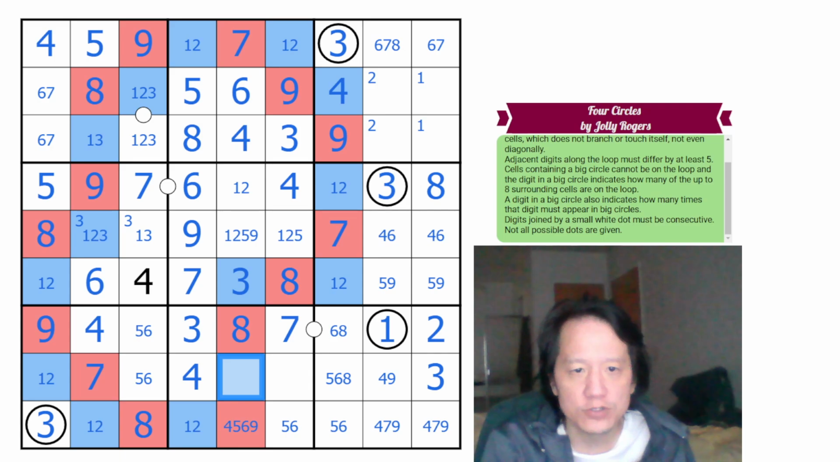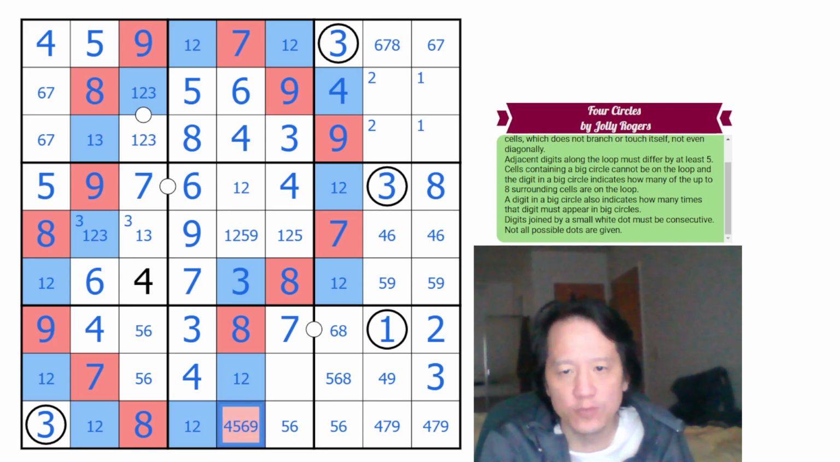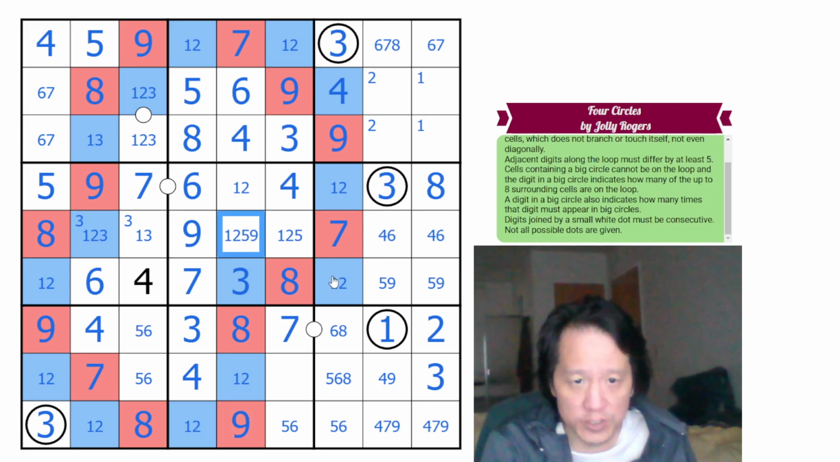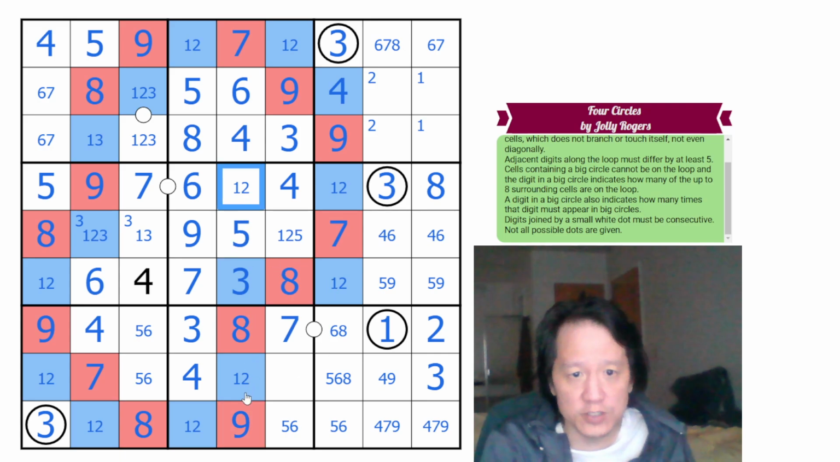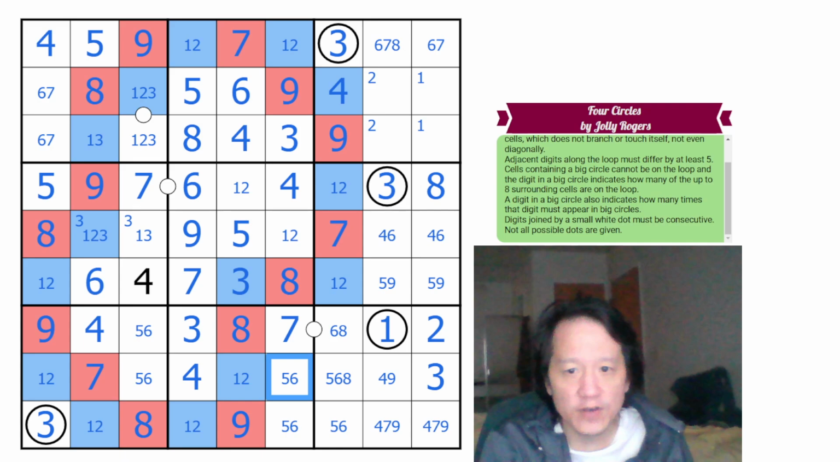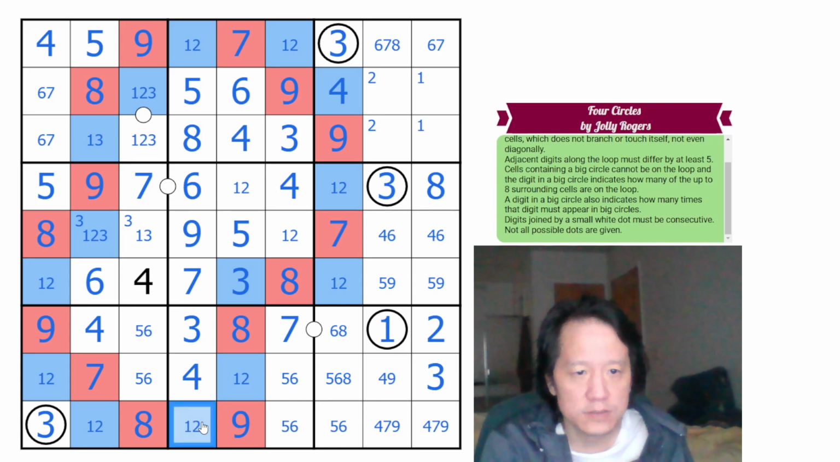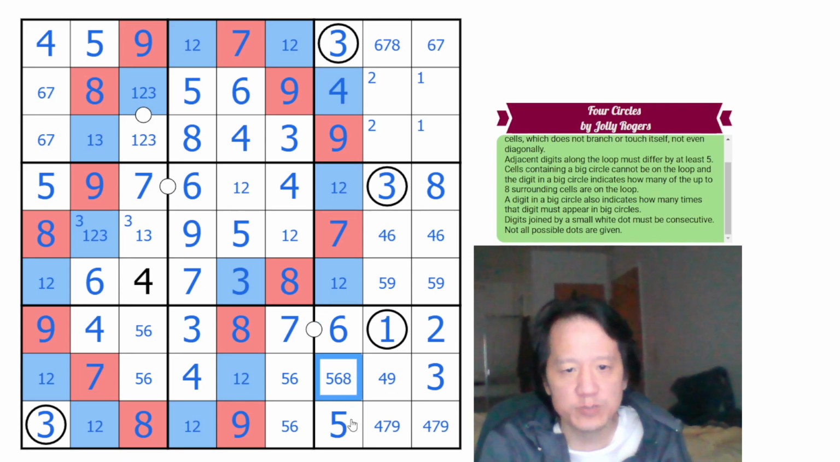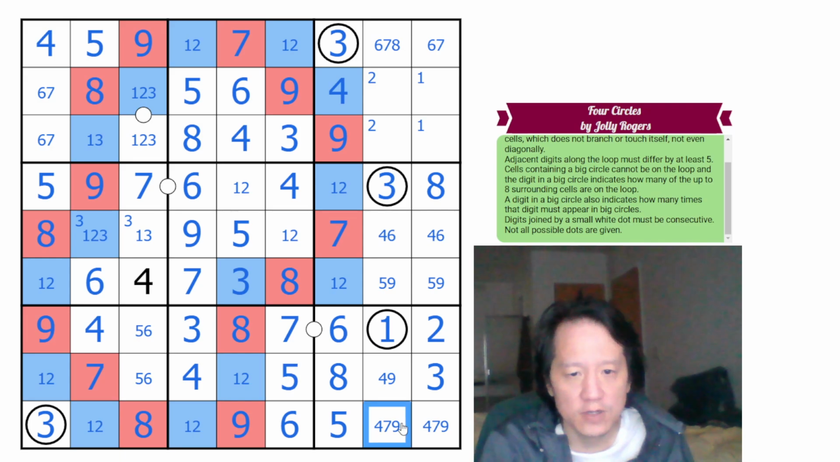Therefore, this is 1 or 2. This cannot be 4, 5, or 6 because it's next to 2 unique numbers, so therefore it must be a 9. So this has to be 5, and this is 1 or 2, this is 1 or 2. This can't be 5. This is 5 or 6. This can't be 8, so this is 6, which makes that 5, which makes that 8. That's Sudoku. This is 6. This is 5. These can't be 9 anymore, so this is 9.